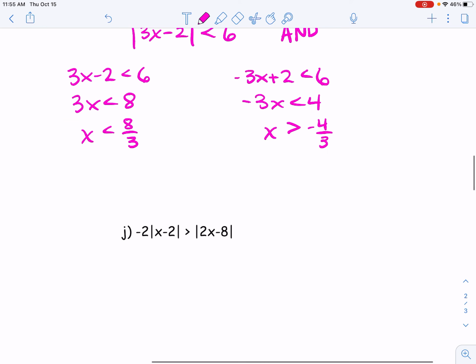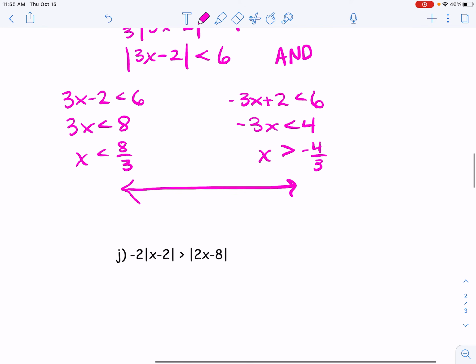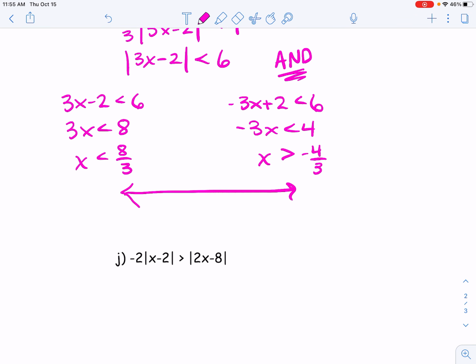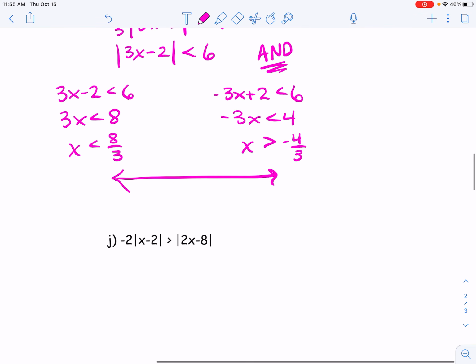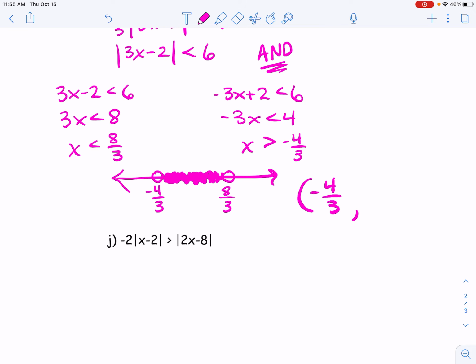And so now I need to graph this on a number line. So I know it's going to be an and, so that means they're going to be overlapping. If I did everything right, negative 4 thirds would be on the left, a positive 8 thirds would be on the right. These are going to be open circles because they're less than and greater than. So if I want x's less than 8 thirds, I would be shading to the left. If I wanted x's greater than negative 4 thirds, I'd be shading to the right. So where they overlap is in this middle region. So that means my interval answer would be negative 4 thirds to 8 thirds.